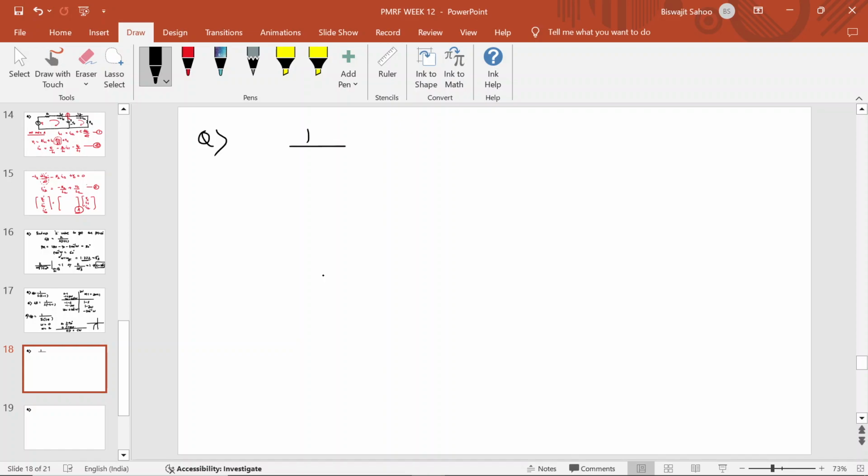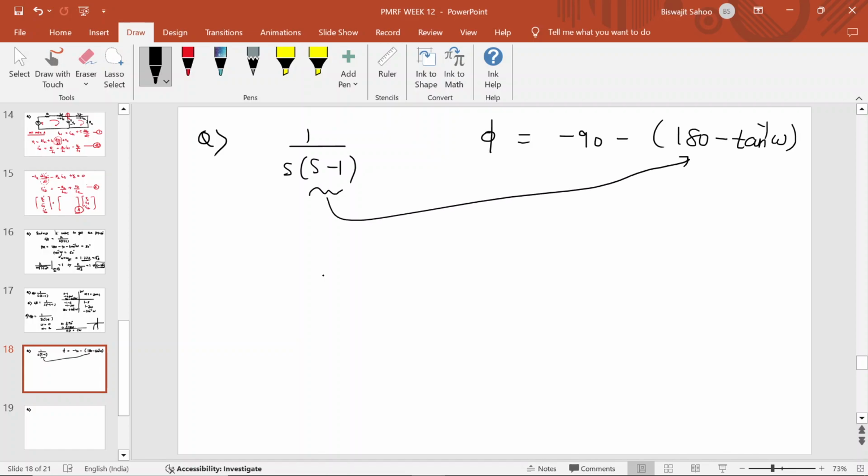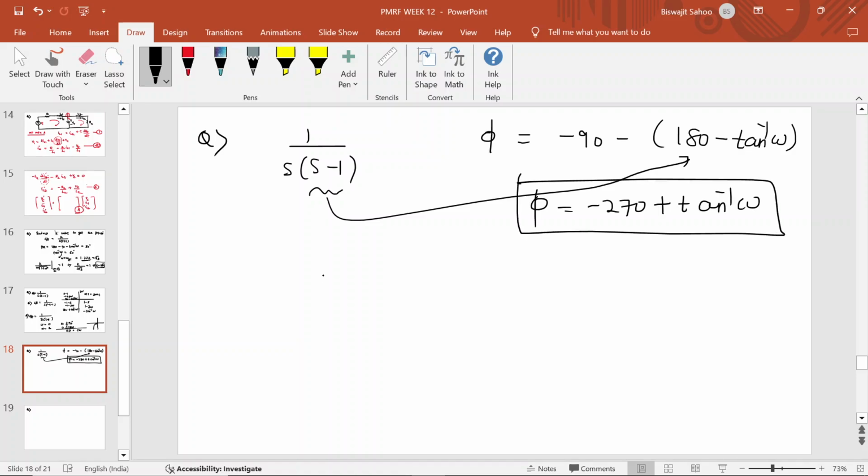1 divided by s into s minus 1. Now for this question, we need to find out what is phi. Phi equal to minus 90 minus 180 minus tan inverse omega, right? For this term is negative, and for this negative term, this is the angle. So it will be total angle minus 270 plus tan inverse omega. This is the total phase angle contributed by this.